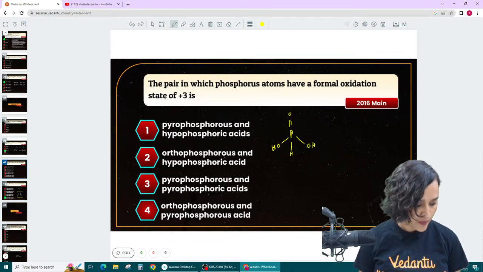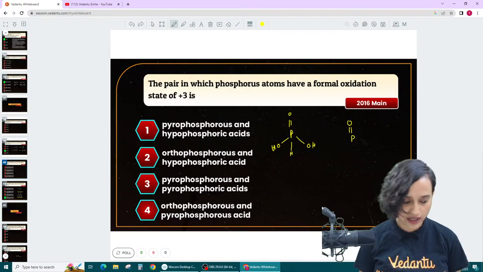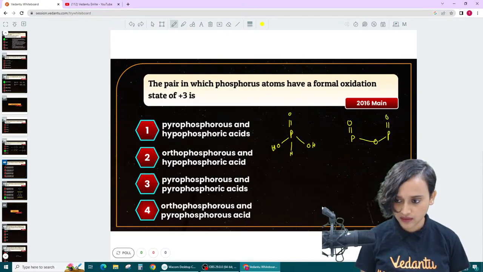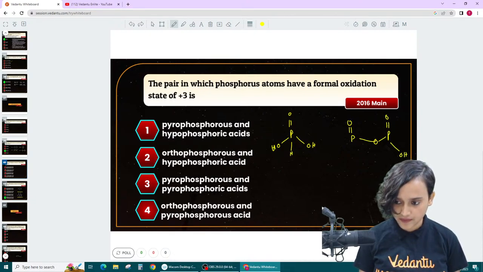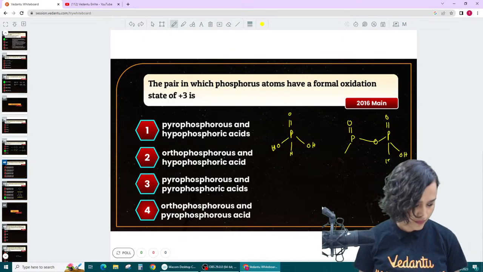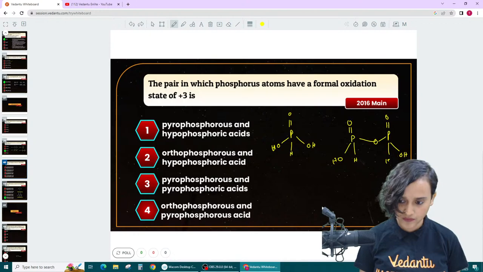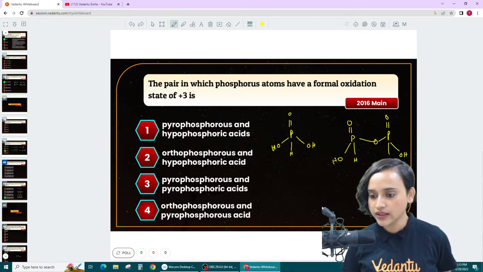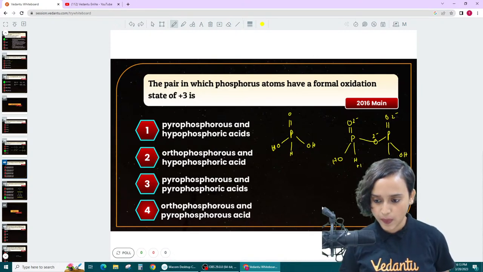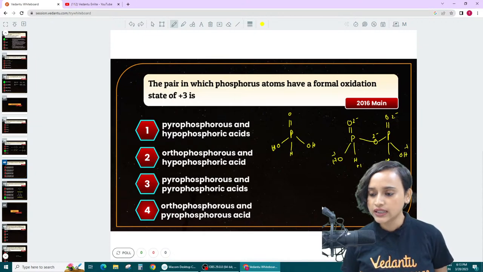Okay, so this is one structure, and the second one is obviously like this, right? Now that means that here there is a minus 2, plus 1, yes, plus 1, correct? Then here there will be again minus 1. So count 1, 2, 3, 4, 5, 6, 7, 8, right? 8 minus 1 and 2, 6. That means 3 here and 3 here.